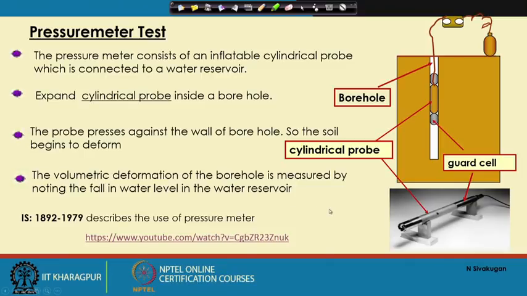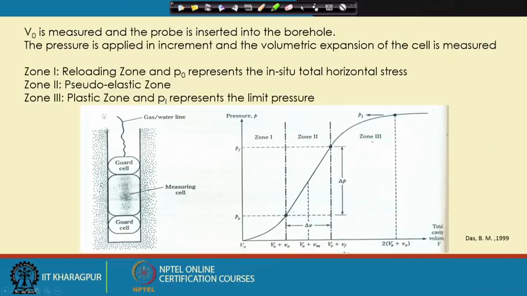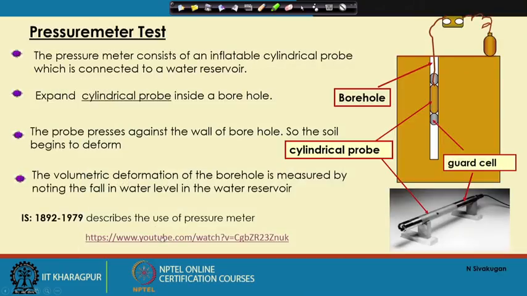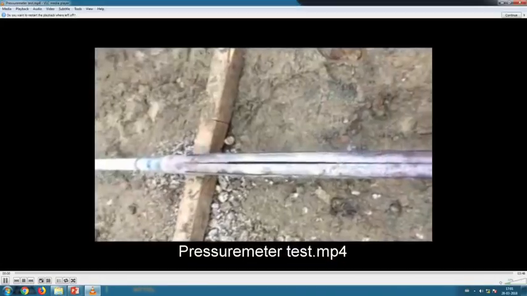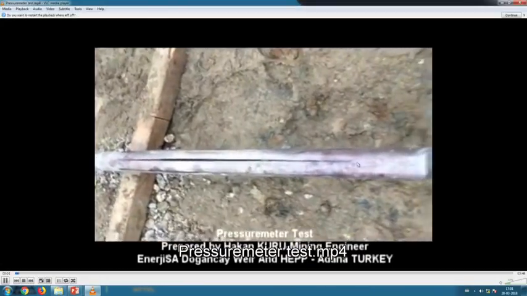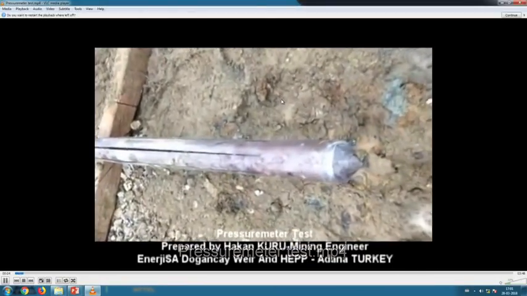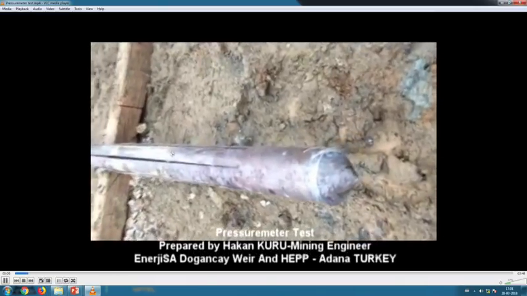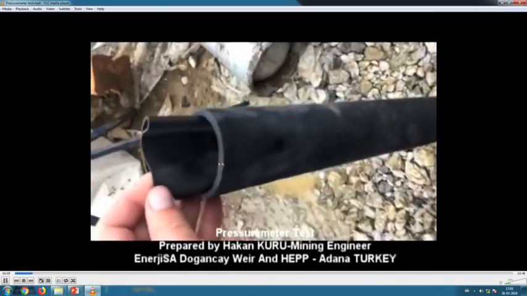So this is the pressure meter, and this is the typical figure where this is the measuring cell, or the cylindrical probe, and you apply the guard cells to protect this cell on two sides. In the video I have also shown you, there is one on the front side and the back side. So this is the protection that we are giving, and this is your measuring cell unit.